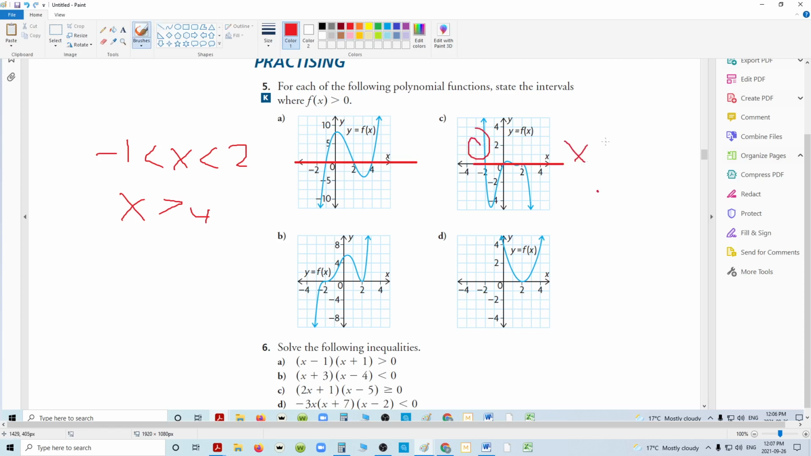Every time x is smaller than minus 2. And above 0 it looks like only here, between 0 is smaller than x is smaller than 1. And the rest of the times it's below 0.